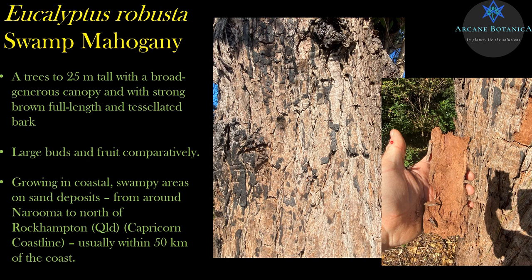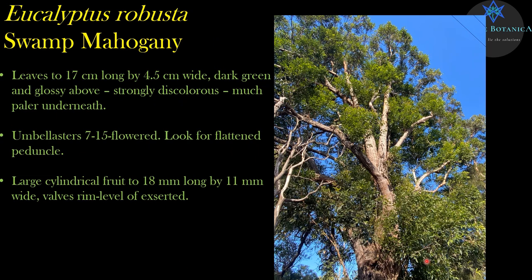These are some remnant ones down the road from me. They do grow next to some swamp oak floodplain forest on another little part of the Georges River, Botany Bay. So they're probably remnant. They're nice big trees now. A lot of weed invasion. Look, they've just got a very generous canopy. The leaves can be very wide, 4.5 centimetres or maybe 5 for Eucalyptus robusta, 17 centimetres long, strongly discolorous, much paler underneath. So again, they're just a mahogany with a very generous fat canopy. The leaves will be much fatter than a typical stringybark.